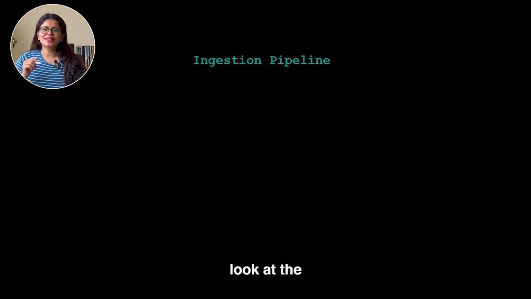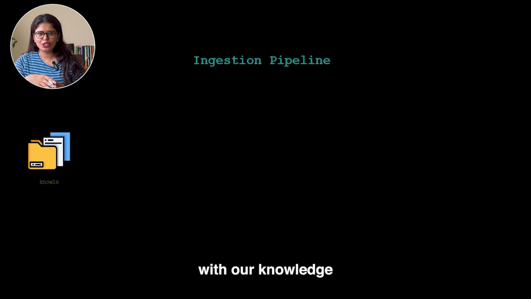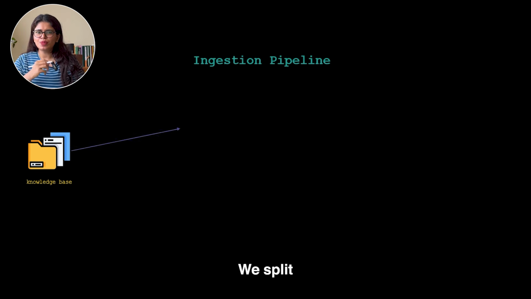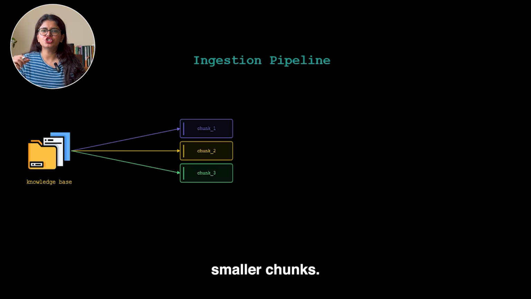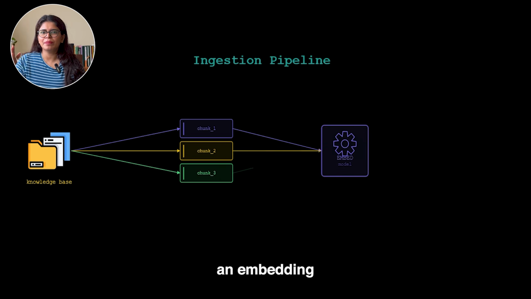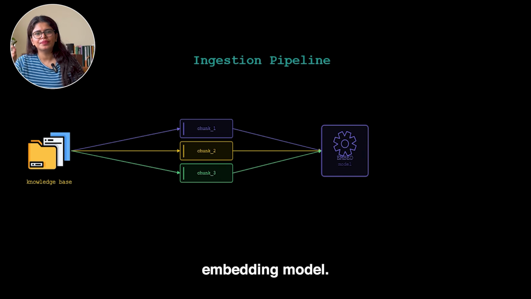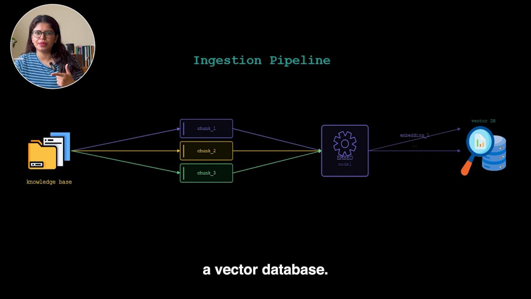Let us first look at the ingestion side because nothing changes here. We start with our knowledge base, maybe PDFs, maybe documentation, maybe company documents, maybe company policies, whatever data we want our chatbot to answer from. We split those documents into smaller chunks. Each chunk is then converted into an embedding using an embedding model. These embeddings are finally stored inside a vector database. That's it. Nothing surprising here.